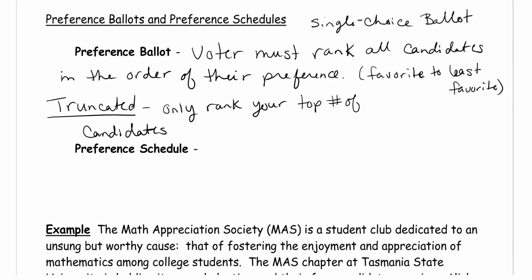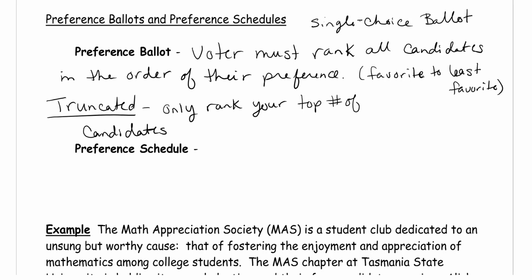Okay, so one thing that I did not mention before was there is also something called a truncated preference ballot, and in a truncated preference ballot, you would only rank your top number of candidates. I wrote the word number there because it could be different. It might be the top 3, it could be the top 4, maybe the top 5. It depends on the situation and what you're told to do.